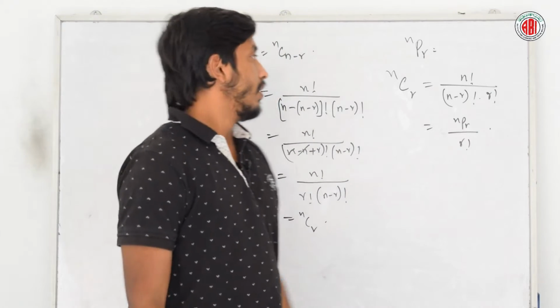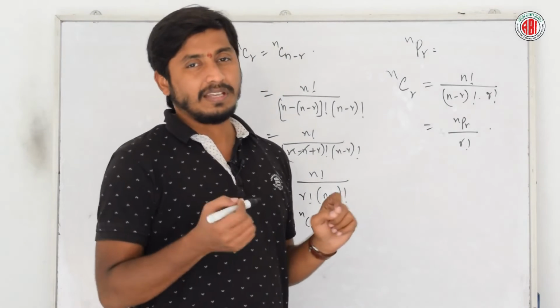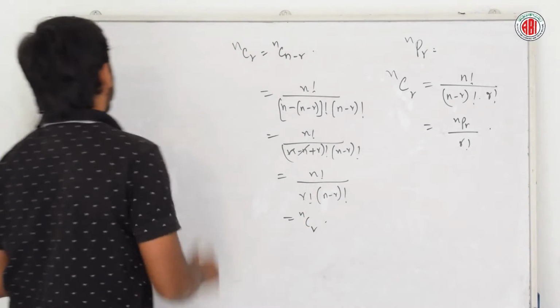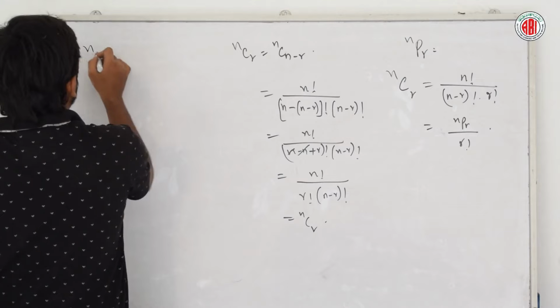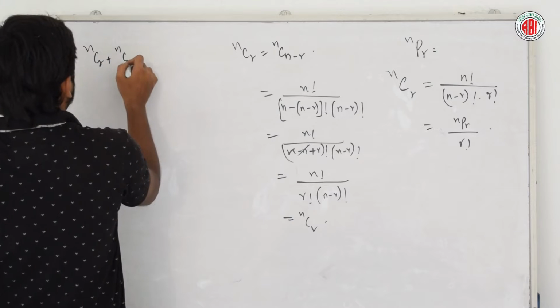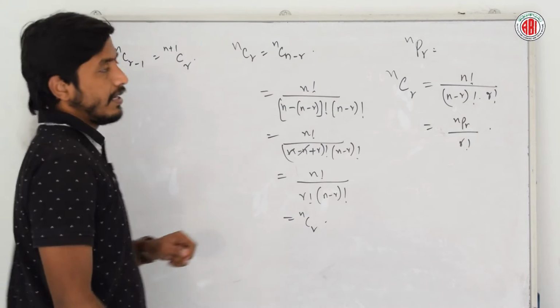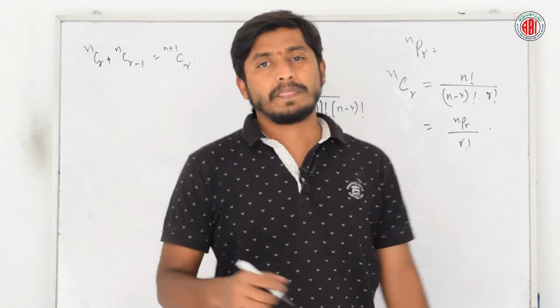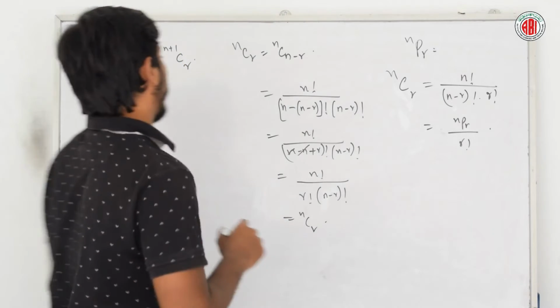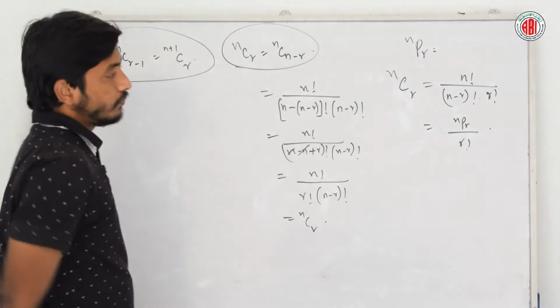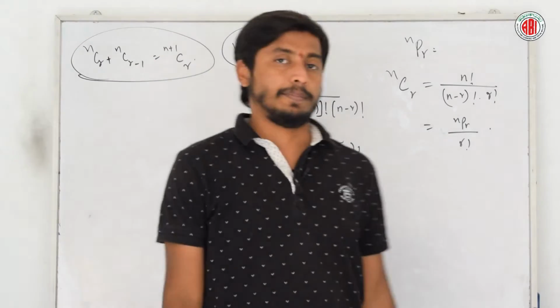So I can tell that nCr can be written as nC(n minus r). Based on all those formulas, we can learn a few things. And one more formula is nCr plus nC(r minus 1) is equal to (n plus 1)Cr. This one also we will use in some cases. These are the two main formulas which we have to learn throughout the chapter.